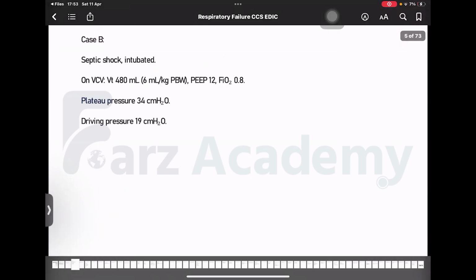This is the second case, similar but on the medical side. The first was a surgical case. This is the medical counterpart. A patient of septic shock, intubated and on ventilation, tidal volume of 480 at around 6 ml per kg body weight, PEEP of 12, FiO2 of 80%, plateau pressure of 34 and driving pressure of 19. So, what is the problem that you see here?